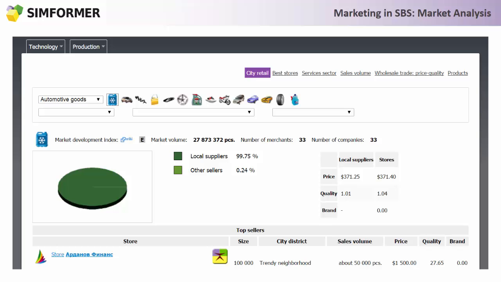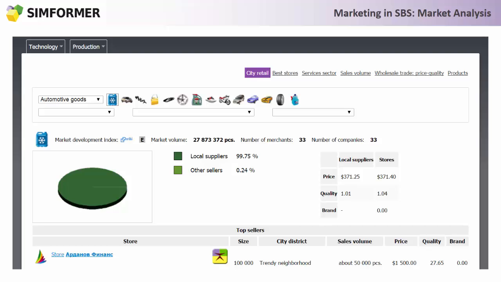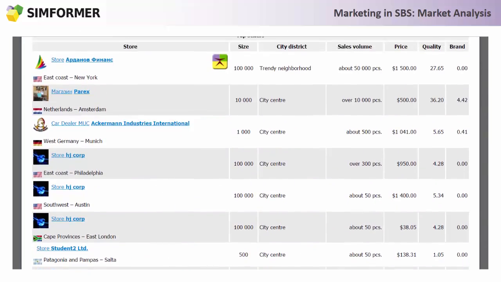In retail reports, you can find data on the sales of all the products that are available in Simformer business simulation for retail trade. So out of 200, we have around 150 products. You can see all the categories here, as well as all the necessary data. So you can choose to see the worldwide data or focus on every specific country, region, and city. You can see the overall size of the market as well as your competition and what are average city prices and quality.